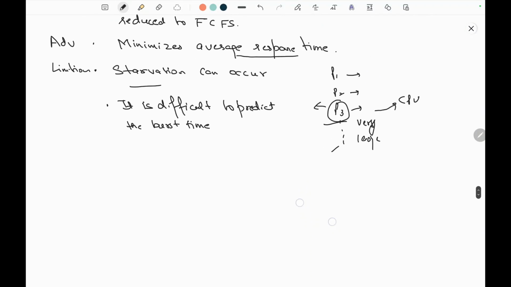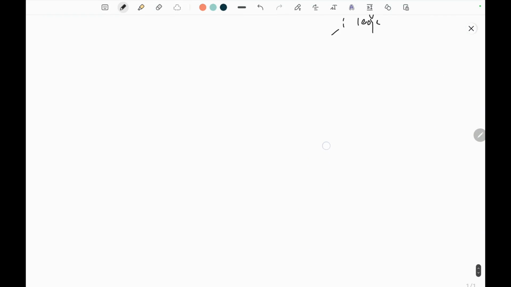Now let's do one numerical for practice, for understanding how shortest job first works basically. So let's assume we have different processes along with the arrival time and the burst time given to us. So let's suppose we have process number 1, P1, then we have arrival time and the burst time. So we have P1 with arrival time, let's suppose 1, and burst time 7, we have P2 with arrival time 2 and burst time 5, then we have P3, then P4, then P5.